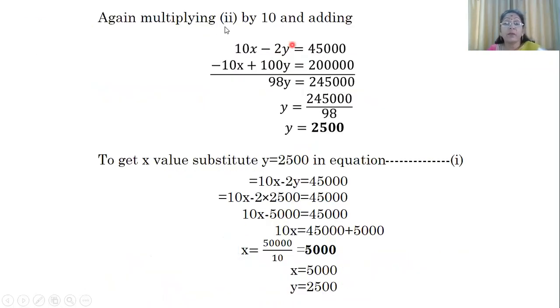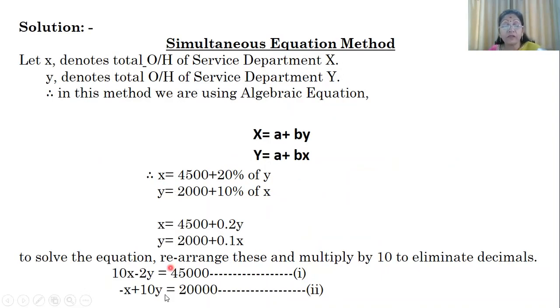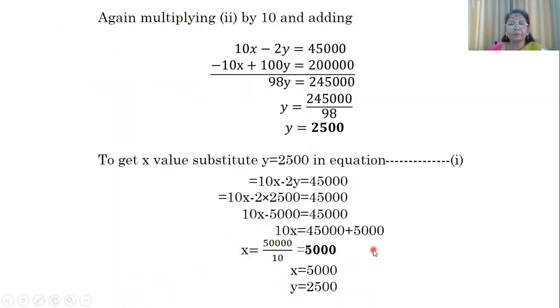See, again multiplying 2 by 10 and adding. So equation 2 alone we multiply with 10, okay, and we have to add. This one is the first, and this one is the second equation. We have to multiply this second equation. This is minus 10x plus, like that we have to do. See here, the same we have to bring here: 10x minus 2y. Nothing changes here.